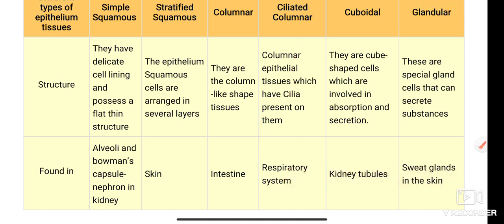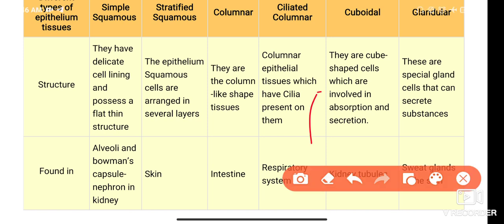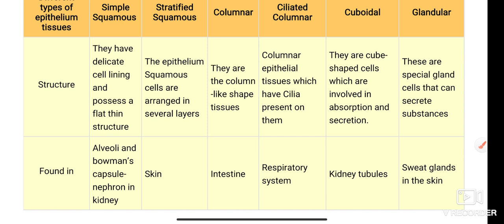Ciliated columnar cells have cilia present over them, that means hair-like projections. They are found in the respiratory duct, and in the oviduct, which is known as the fallopian tube, and in other organs where molecules need to be pushed from one part to another. Intestines also.